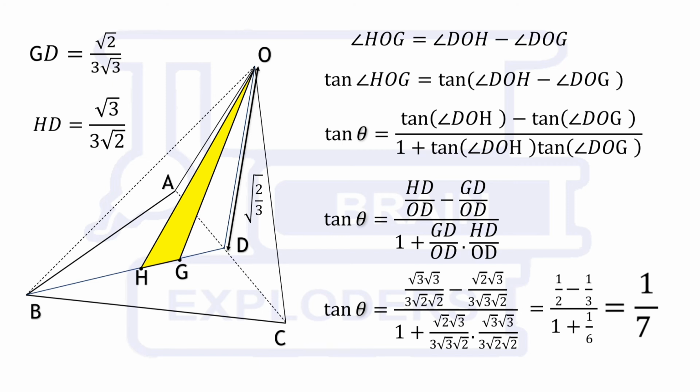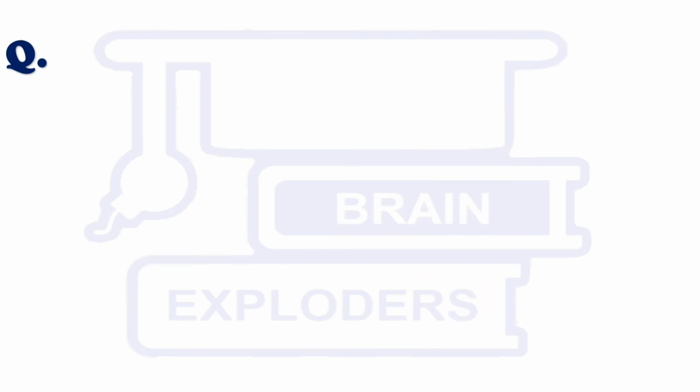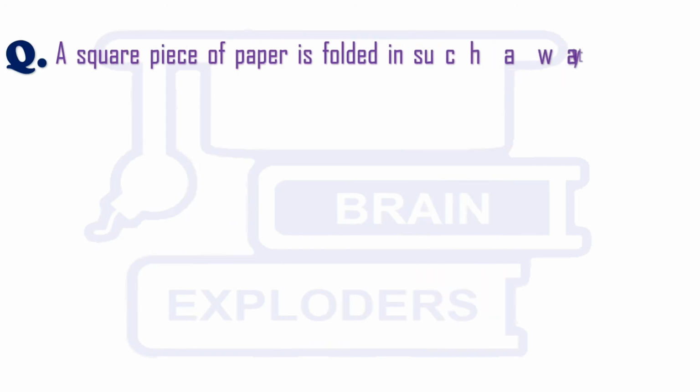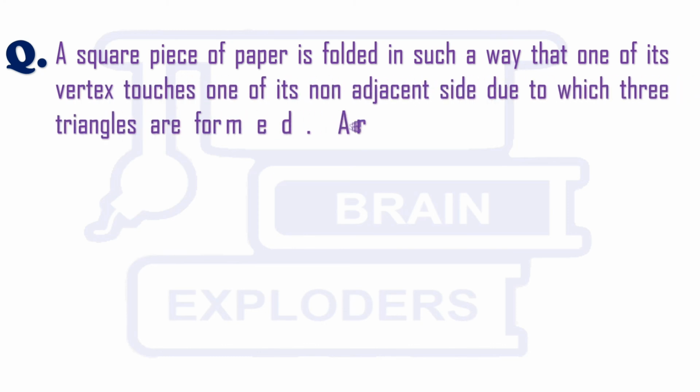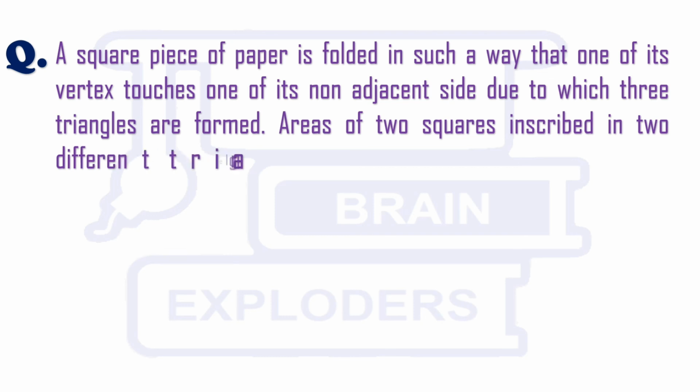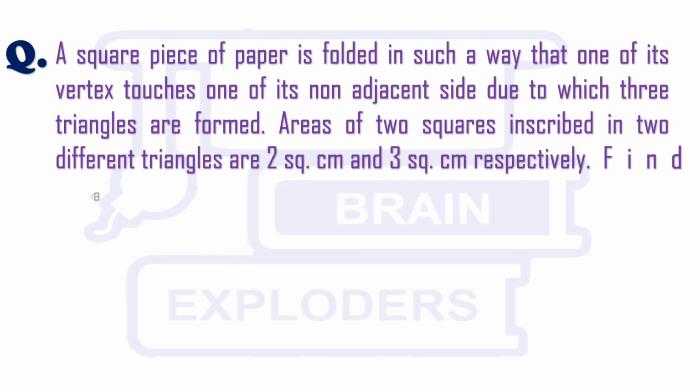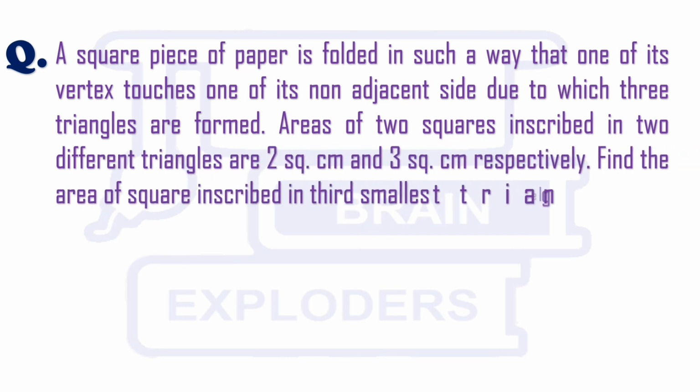Let's move to our another question. A square piece of paper is folded in such a way that one of its vertex touches one of its non-adjacent side, due to which three triangles are formed as shown in the figure. Areas of two squares inscribed in two different triangles are 2 square centimeters and 3 square centimeters respectively. Find the area of the square inscribed in the third triangle.